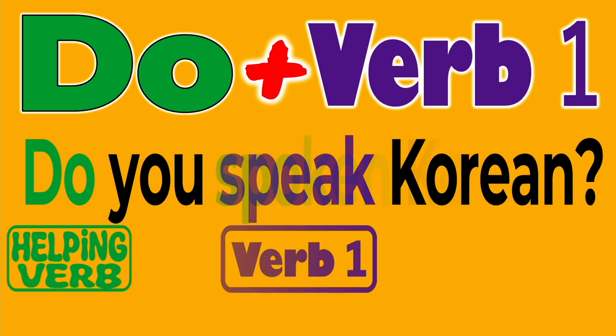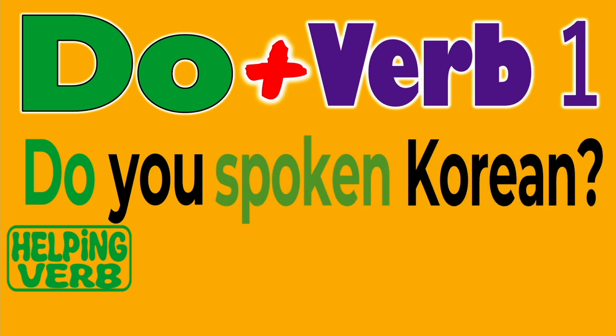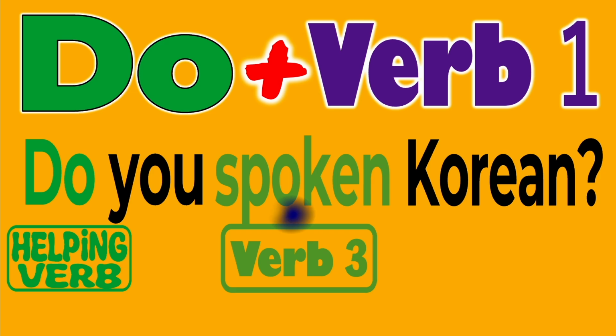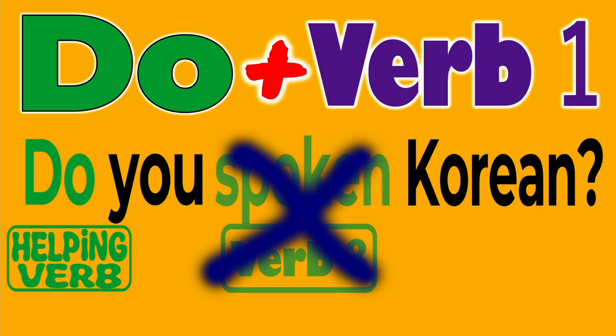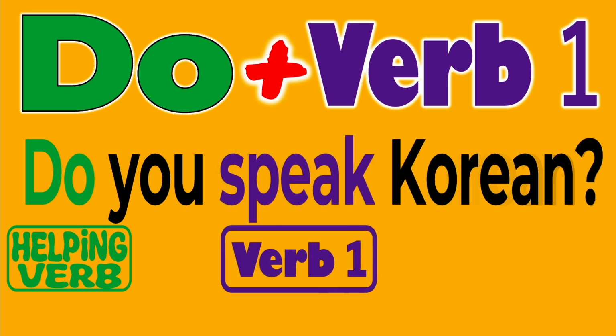Let's keep checking it. How about spoken? Spoken sounds very nice. It's a very beautiful, sophisticated word. How about do you spoken Korean? Excuse me, sir. Do you spoken Korean? Oh, it sounds so nice. Let's use verb 3 there. Totally wrong. Impossible. Never. Not allowed. No way. Illegal. Do plus verb 3, crazy talk. It's always got to be do plus verb 1. Do plus verb 1 all the time.